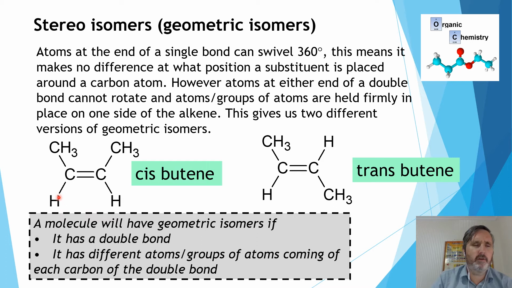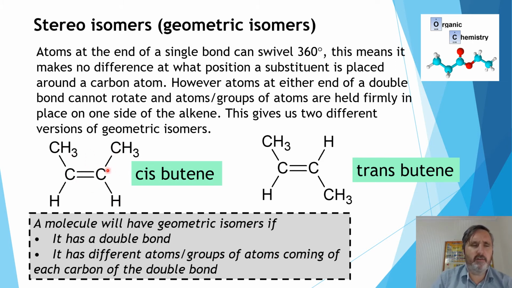These two are different, so therefore it meets the requirements of the second point. On the right-hand side, a CH3 and a hydrogen, they are different, so it meets the requirements. This will form a geometric isomer. There will be two versions.